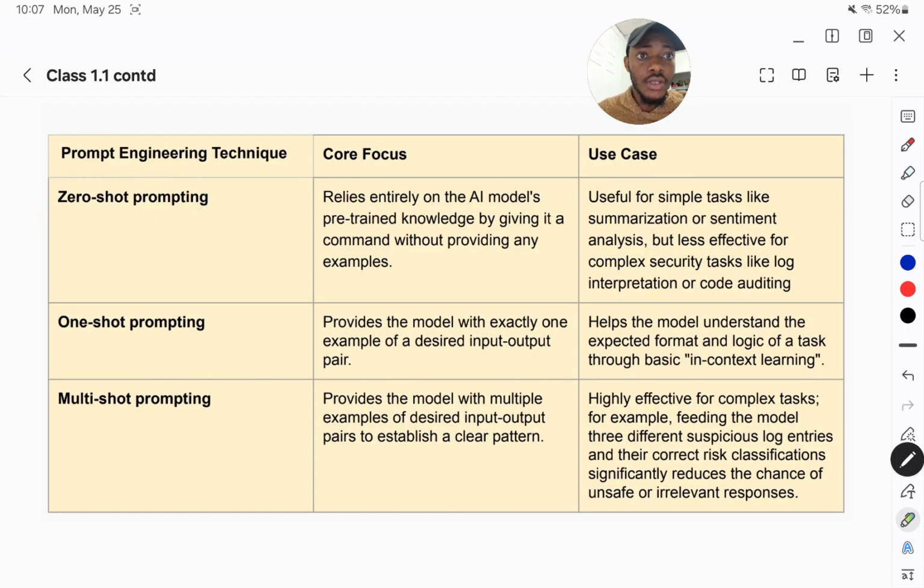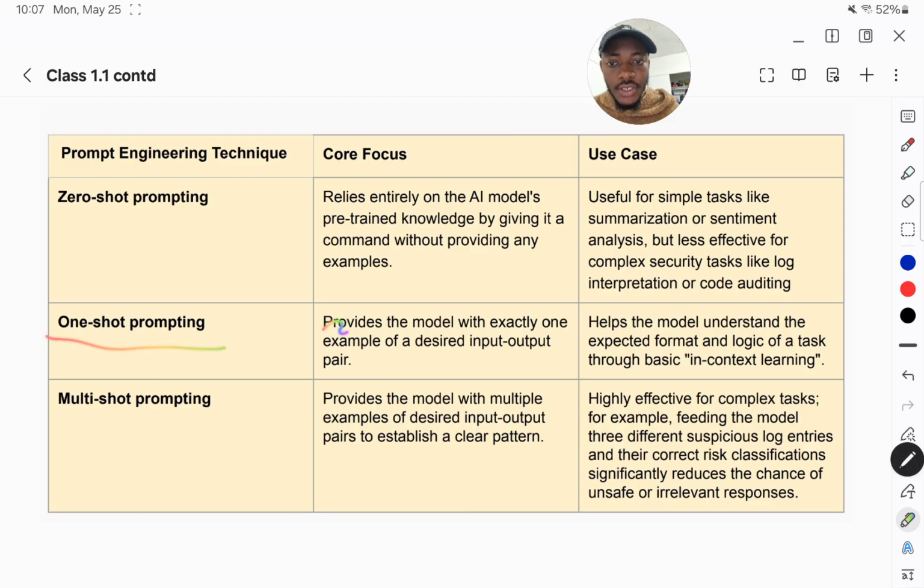You query the model, and the model can just give you a general overview of what it thinks, right? So it's less useful when it comes to specific security tasks or code auditing. It does not do well there. It's too general, too generic in nature. So that's the problem with zero-shot prompting.